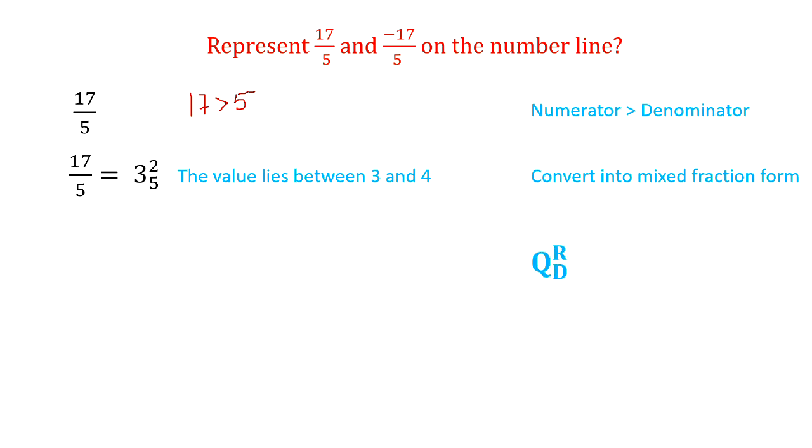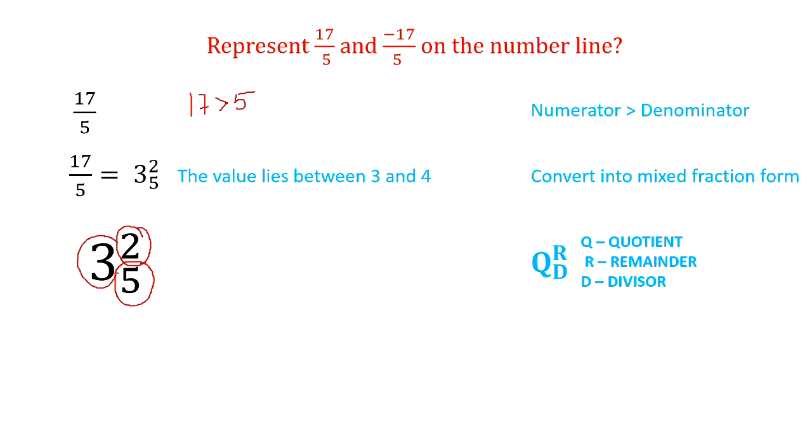3 2 by 5 is represented in the form Q R by D, where Q is quotient, R is remainder, D is divisor. So let us see what is 3 2 by 5. We have 3 different numbers here. 3 represents the whole number part. 5 represents the number of equal segments. 2 represents the number of parts away from 3.